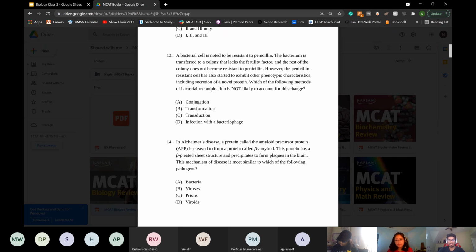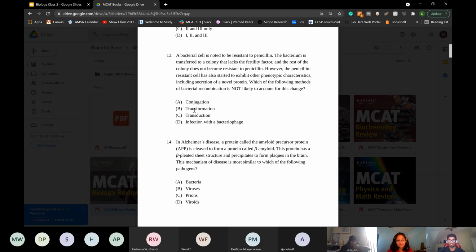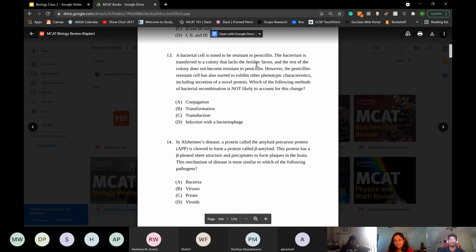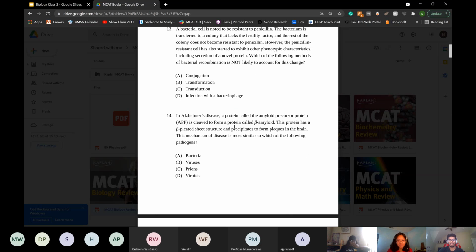So normally we see recombination happen again through horizontal gene transfer, where bacteria end up spreading their genes to each other. And we know that the process of conjugation, a type of horizontal gene transfer, requires the fertility factor that allows them to form sex pili that allow bacteria to connect and transfer their genes. So we know that conjugation can't occur in a population that lacks the fertility factor that allows them to form these sex pili. So we know that A is the answer for this one. And please let me know if you have any questions, but I'm just going to continue onwards.